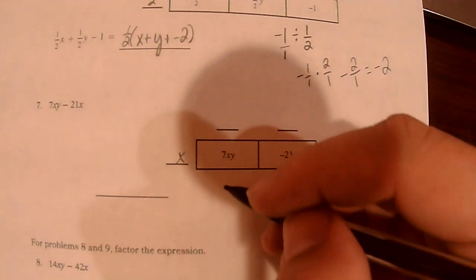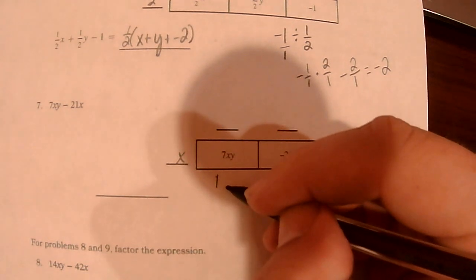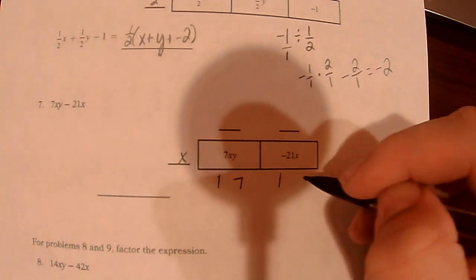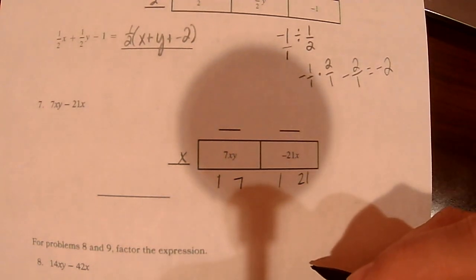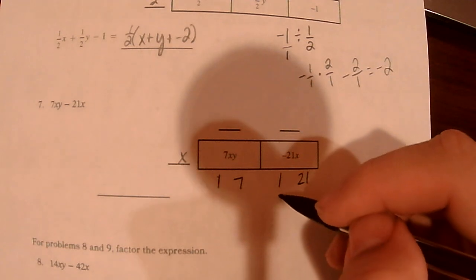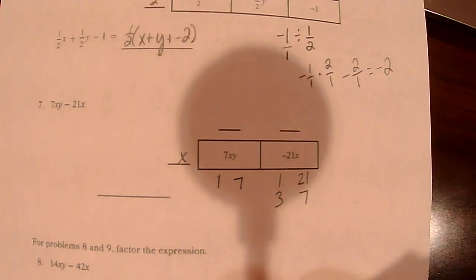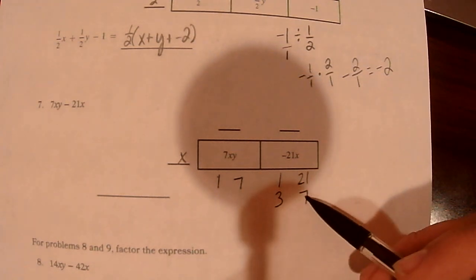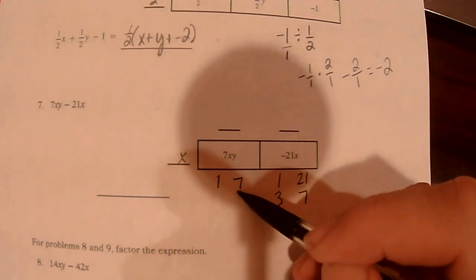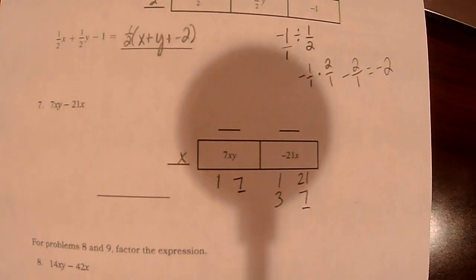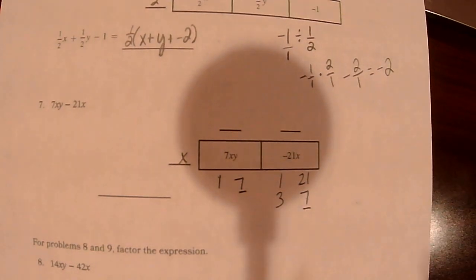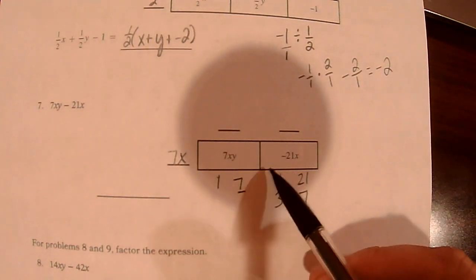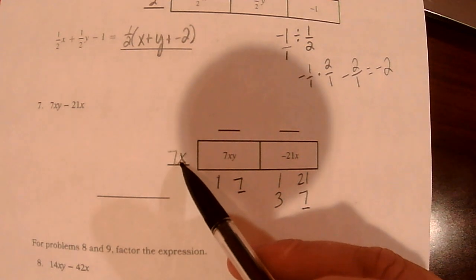If I think about the factors of 7, well, that's 1 times 7, because 7 is a prime number. Well, 21 is 1 and 21. It's not 2, 3, and 7. 4 doesn't go in, 5 doesn't go in, 6 doesn't go in, and we're back at 7. So if we look here, notice 7 is that greatest common factor. So I'm going to pull a 7x out of these two terms, dividing both by 7x.